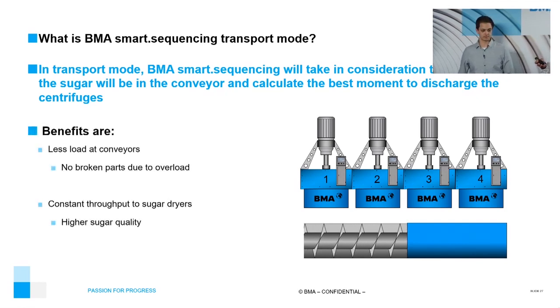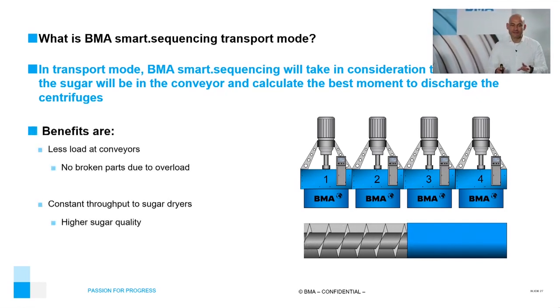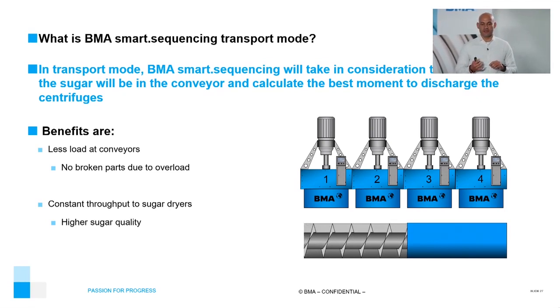And what are the benefits? Forget the broken parts in your conveyor, the overload on the conveyors, getting sugar from the ground. That won't happen anymore. Of course, because we are giving a smooth flow of sugar to the dryer, we will have a constant and higher quality in our end product, in our sugar. But we have an interesting example of this transport mode, isn't it, Eduardo?